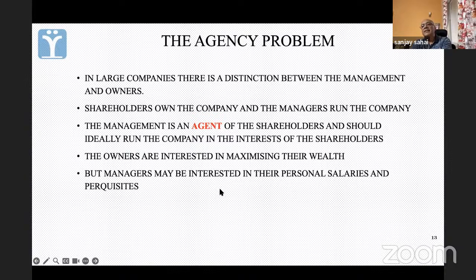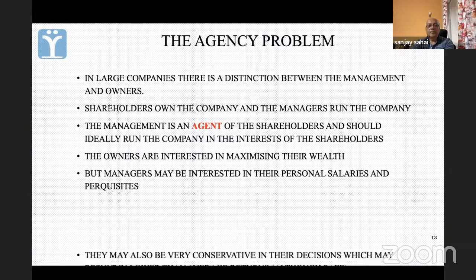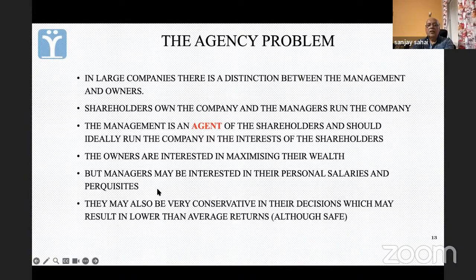Managers का क्या है? Managers का interest at a very basic level is कि उनकी personal salaries ज्यादा हो, उनका जो terms of employment है that should be good, उनकी जो perquisites हैं, जो perks मिलते हैं वो अच्छी हो, और सबसे बड़ा उनका जो requirement है कि their job should be safe. They do not want to take decisions which will be very risky.